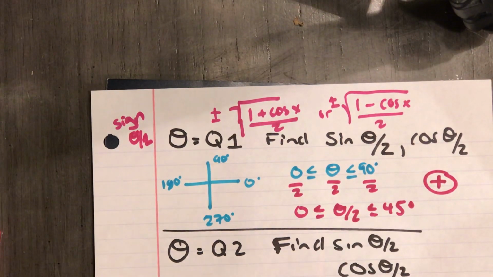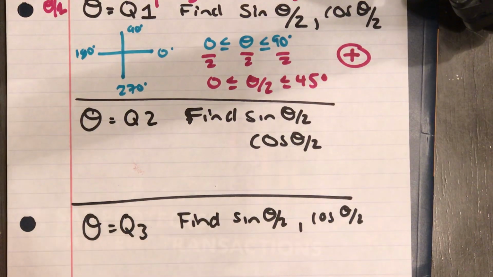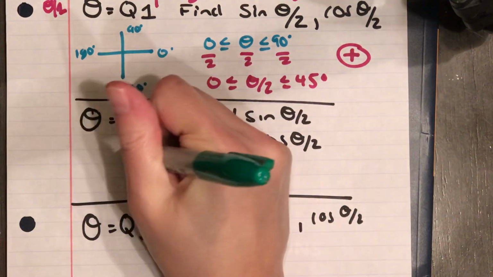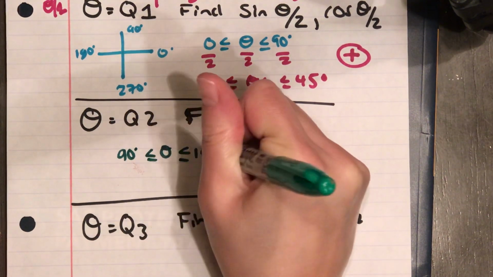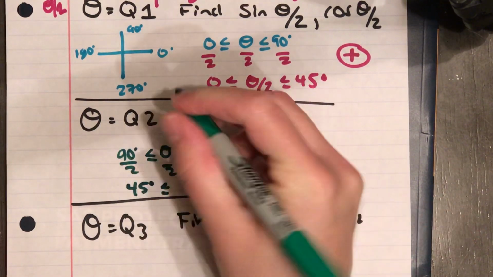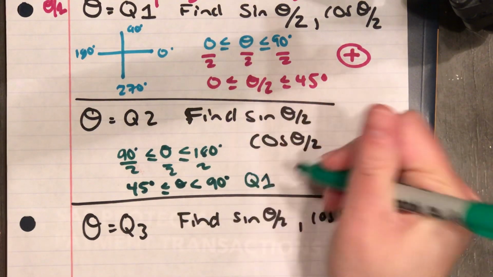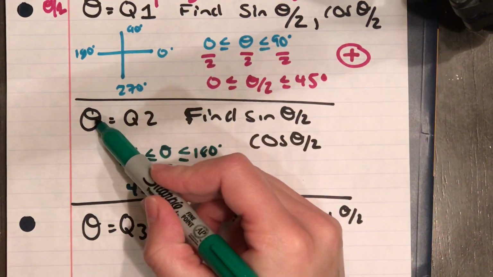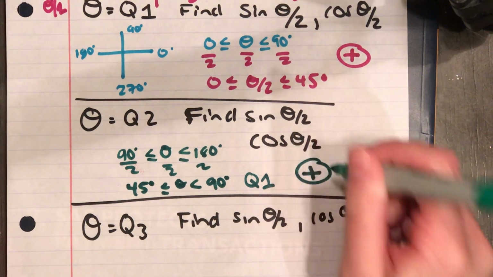Okay, so we're going to apply the same principles to the other quadrants. So let me scroll up. Okay. All right, so if we're thinking about quadrant 2, quadrant 2 goes from 90 degrees to 180 degrees. So we divide everything by 2 and get 45 degrees and 90 degrees. Okay, so that's actually in quadrant 1. So even though theta is in quadrant 2, theta over 2 is still in quadrant 1, so the sign on the outside is, again, positive.